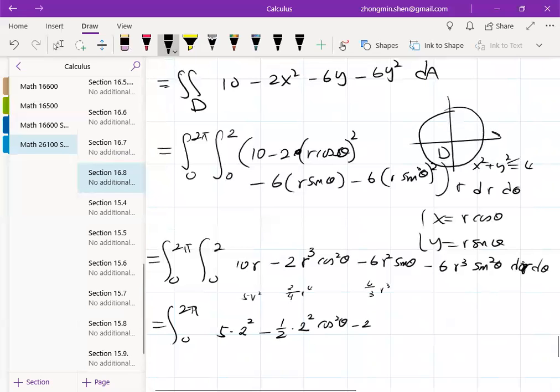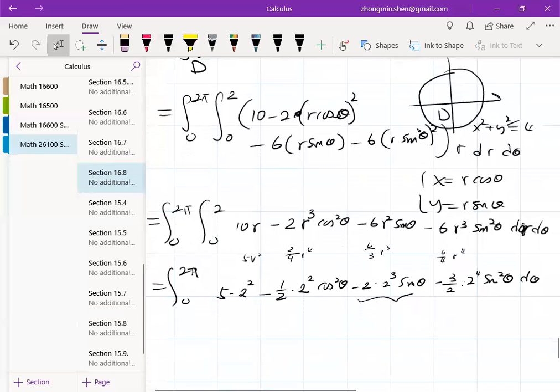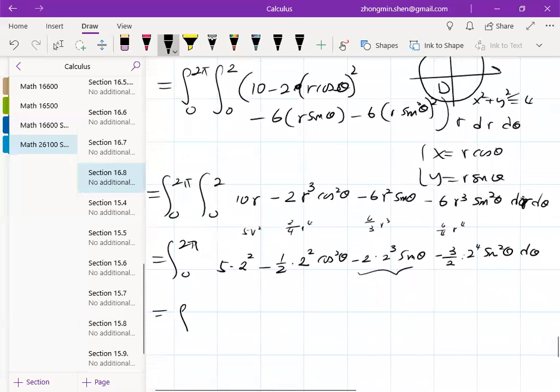And the antiderivative of the next term will be 6 over 3 r cubed, so it'll be 2 times 2 cubed sine theta, and minus 6 over 4 r to the 4th power, which will be 3 over 2 and 2 to the 4th power, sine squared theta d theta. When you look at this, you find out that the integral of sine theta is going to be 0. Let me simplify.